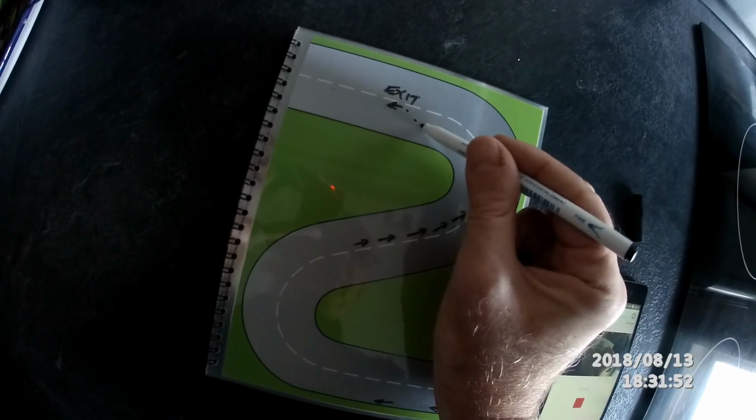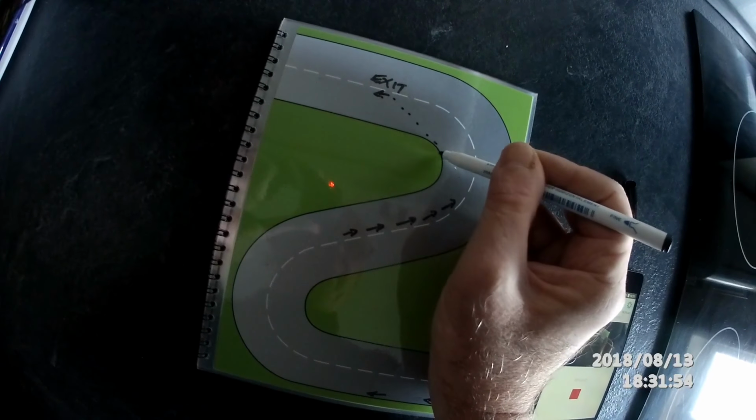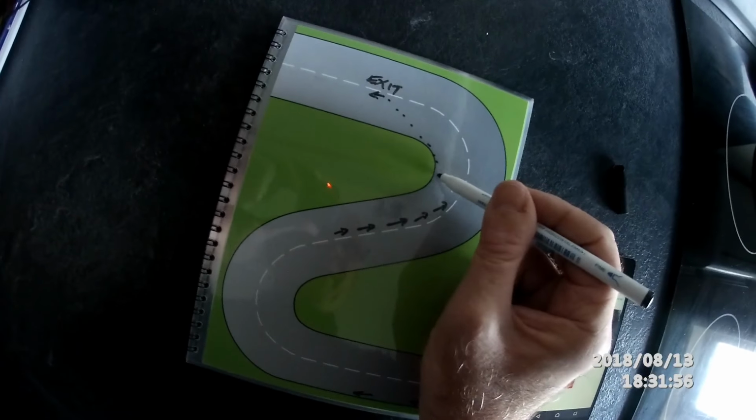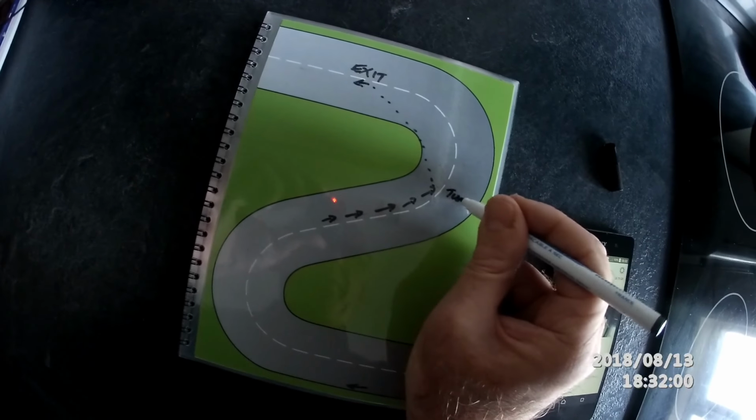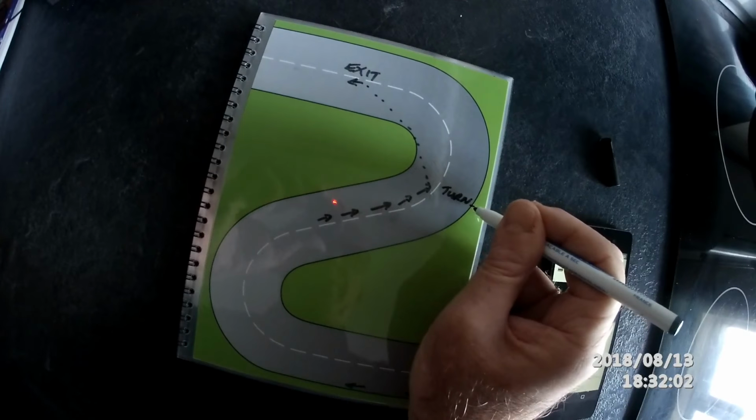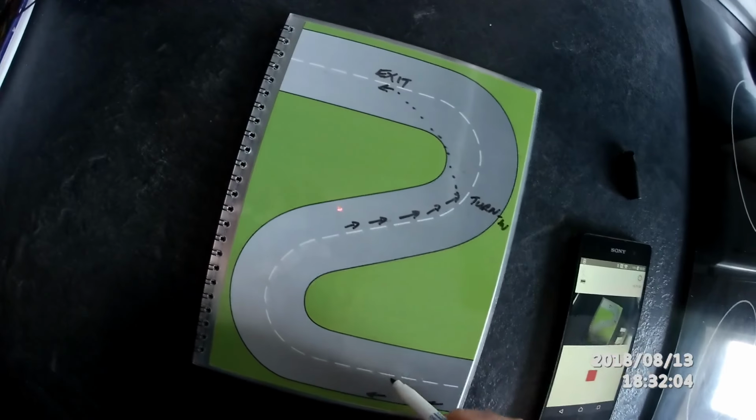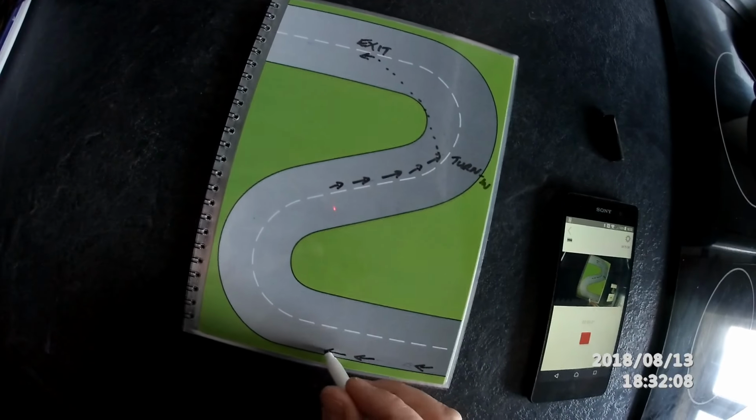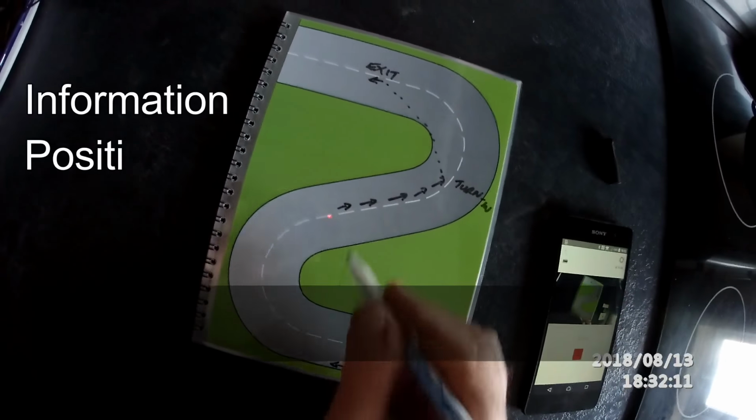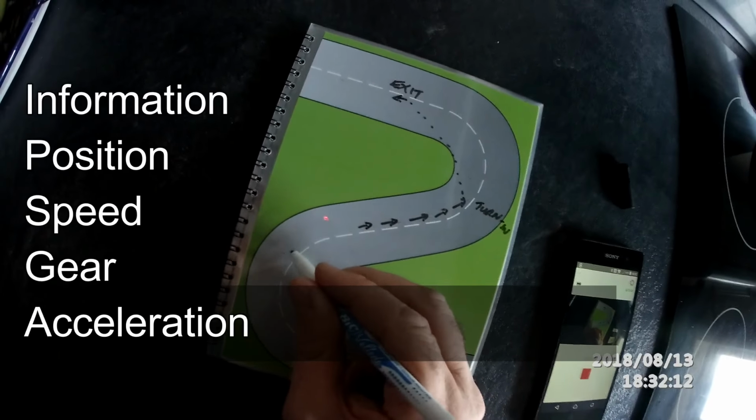So we've taken the information, we've got our position, we've got the correct speed. Also, for that acceleration we need to be in the right gear. So now we've got information, position, speed, gear, and then finally acceleration to keep us on track. And that's basically the system: information, position, speed, gear, acceleration. And you may well hear this referred to as IPSCAR.